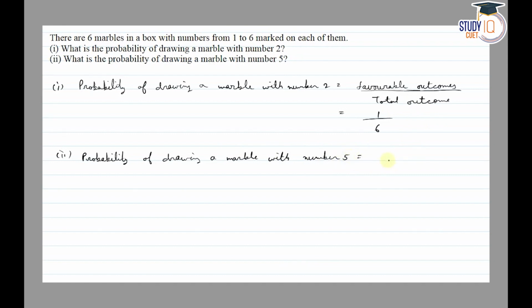Favorable outcomes is only 5, so 1, and total outcomes is 1 to 6 means 6, so probability will be 1/6.